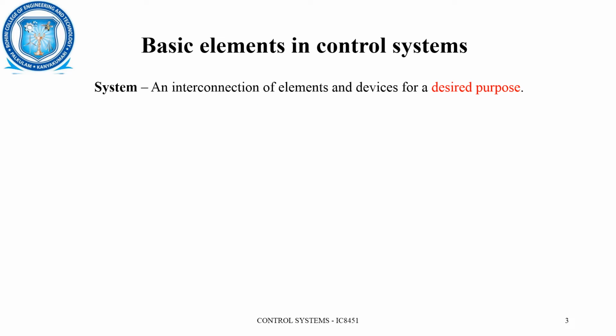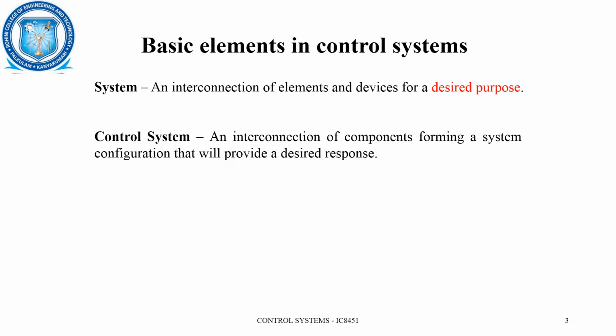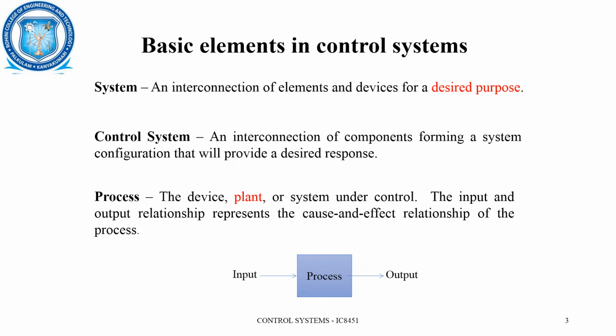A system is an interconnection of various elements and devices, and this interconnection is mainly done for achieving a desired purpose. The control system is an interconnection of components forming a system configuration, designed mainly for providing the desired response or the desired output. A process is the device, plant or system which is under control. The input and output relationship of the process represents the cause and effect relationship of the process.